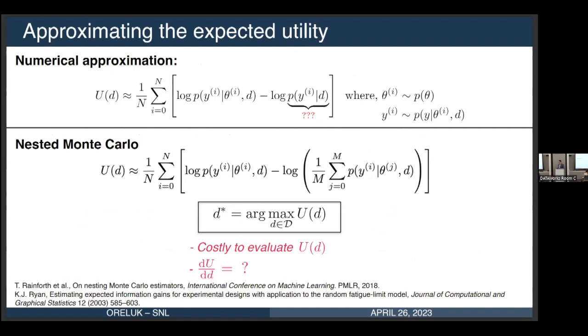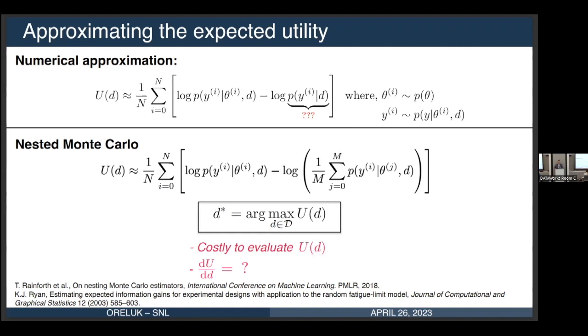Well, we need to make a numerical approximation. Specifically, we'll do Monte Carlo integration. And so we're left with this top equation here, where we're looking at the difference between the log likelihood and the log marginal likelihood. We can actually evaluate this, but this second term, the log marginal likelihood, or the Bayesian evidence, is a nasty thing to actually solve for. So how do you do that?